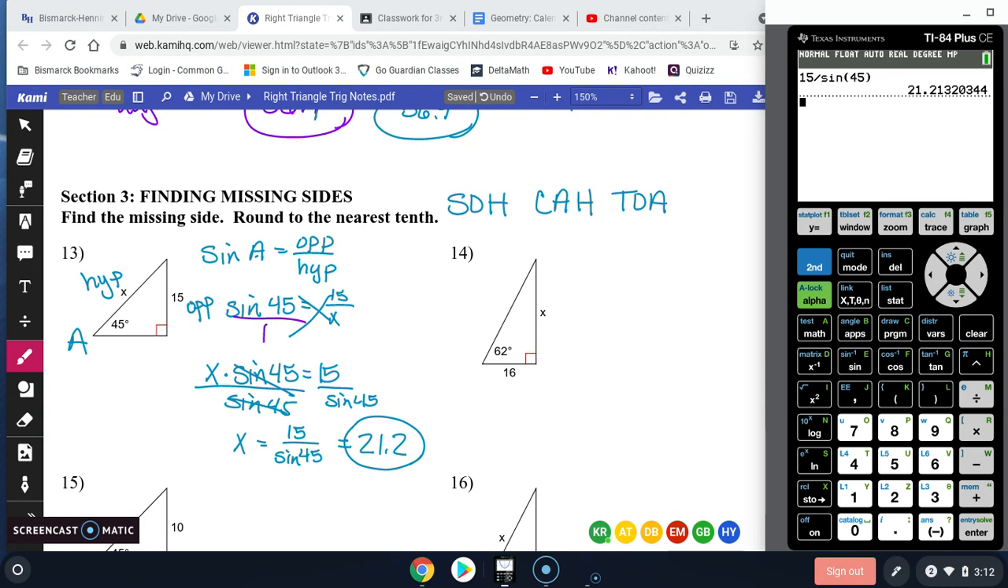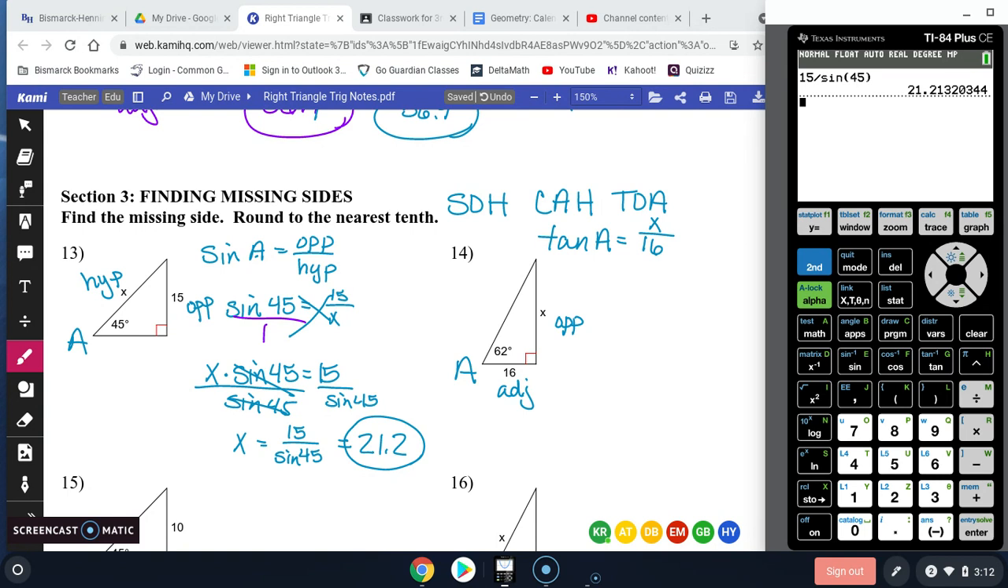Okay, let's look at number 14. Same kind of thing. Here's angle A, where I have that 62 degrees. The side 16 is my adjacent side. The side I want is across from that angle. That's the opposite side. So opposite and adjacent, that's a tangent equation. So tangent of angle A is going to be the opposite side x over the adjacent side, 16.